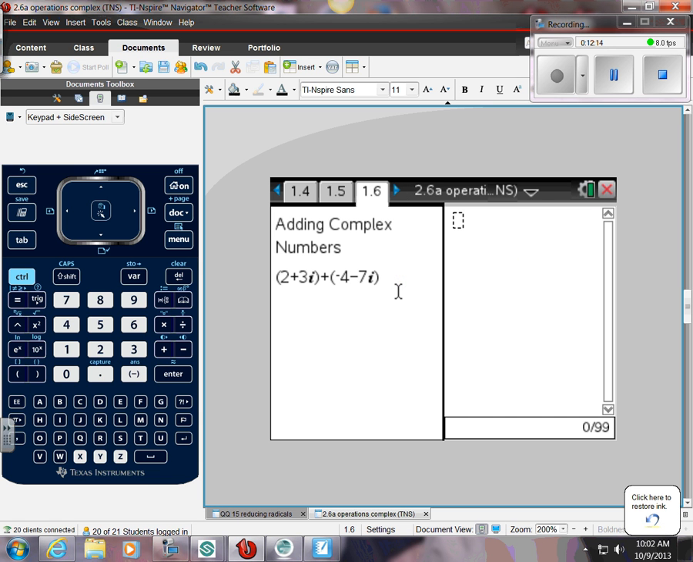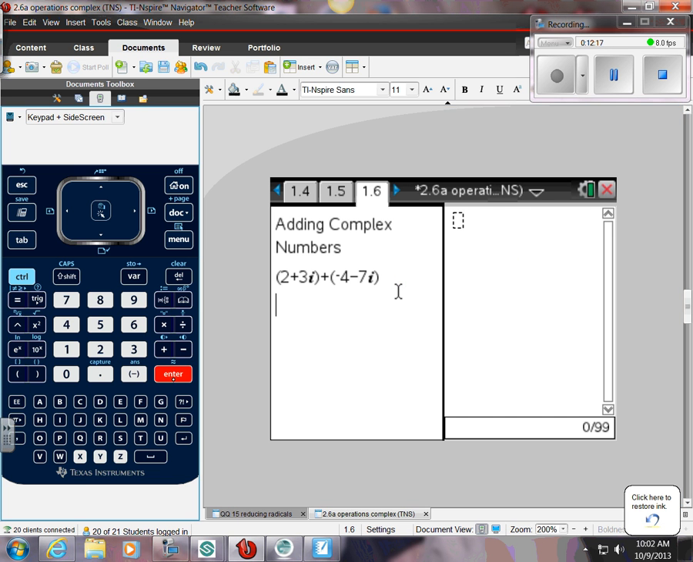Now, adding complex numbers is how we're going to start. We're going to start off nice and easy. This is the example we're going to do. I'm aware that it's not in your calculator. Please type it in on the left-hand side, please. All right, so I have 2 plus 3i plus negative 4 minus 7i. Any ideas why I have them in parentheses? Yeah, they're two separate numbers. It's a whole complex number. So I put it in parentheses to show that it's one number there.